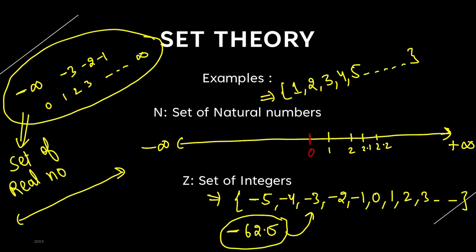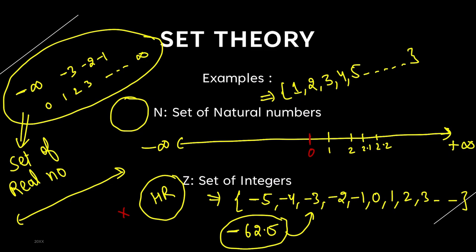So, there is a given set to you. Suppose this is Haryana, this is Punjab. Where will this minus 62.5 come in? This will be on the outside of Haryana, because the set of integers will only have non-decimal numbers. Right? I hope this is clear. Now, as we move on, your concepts will get better.